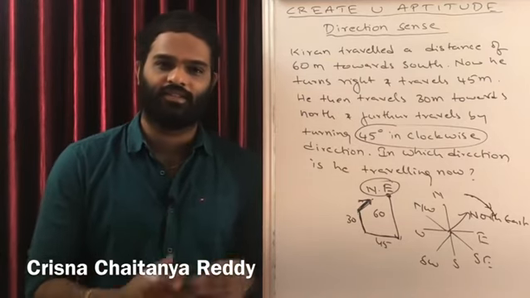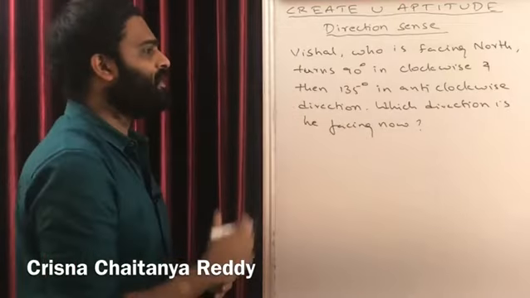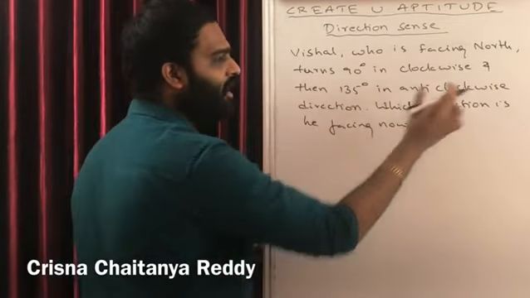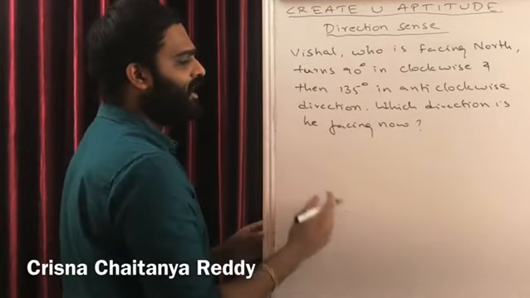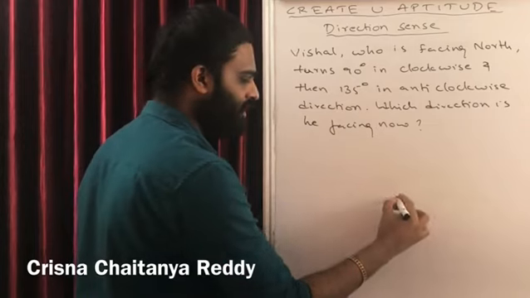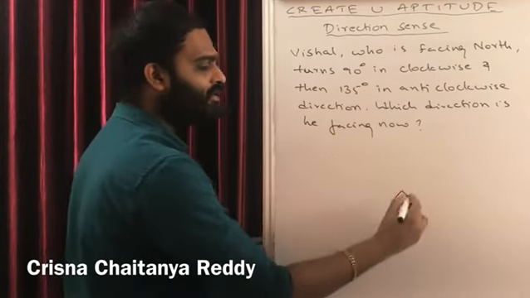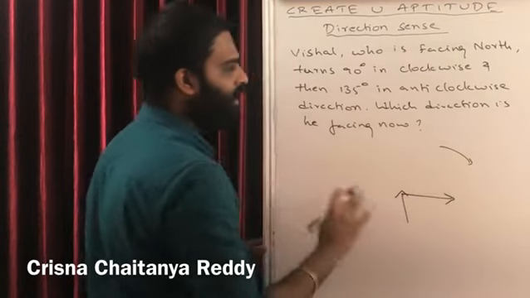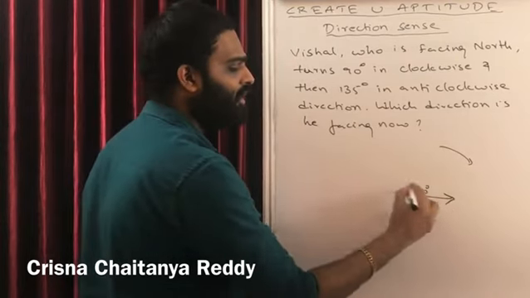Let us solve another one now. Suppose the question is, Vishal, who is facing north, turns 90 degrees in clockwise and then 135 degrees in anti-clockwise direction. Which direction is he facing now? Vishal is facing north. He turned 90 degrees clockwise, that means towards this direction. 90 degrees is this.